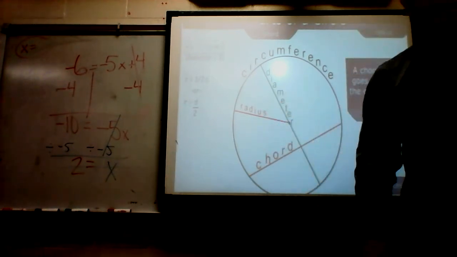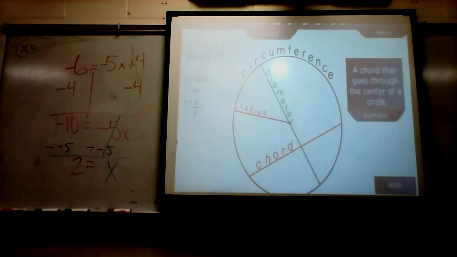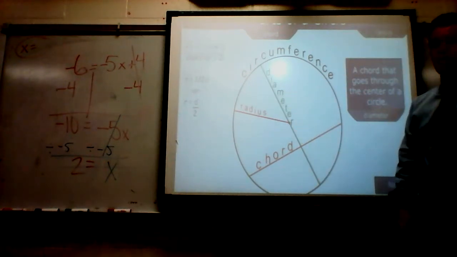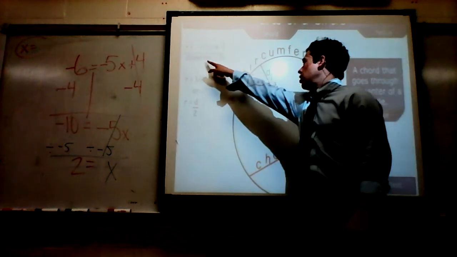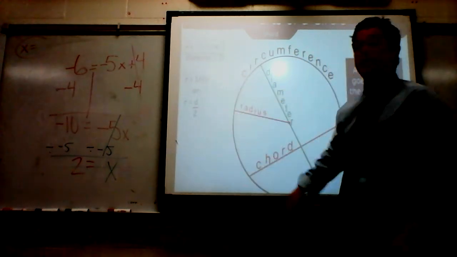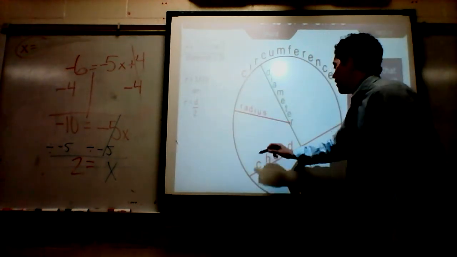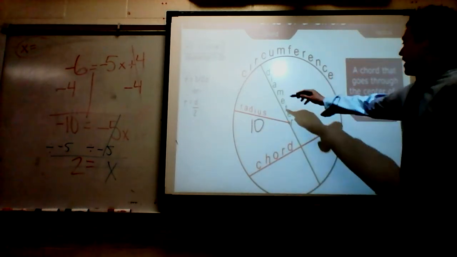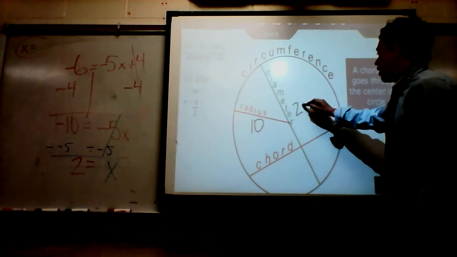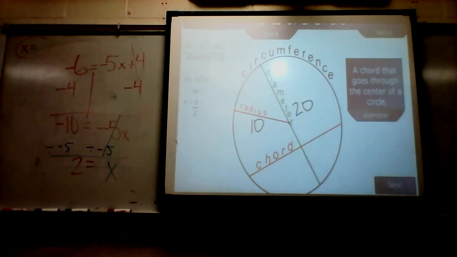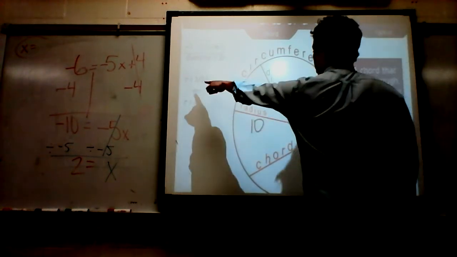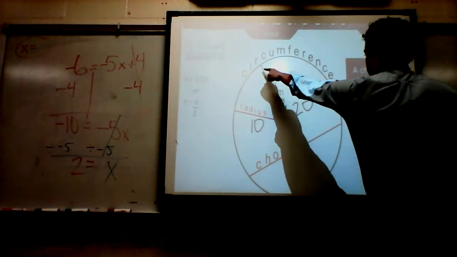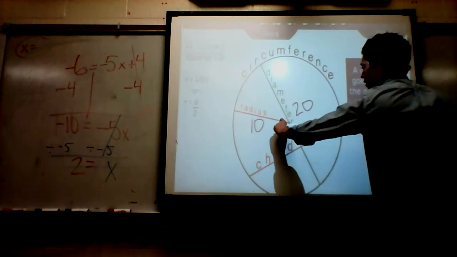A diameter is always twice as long as the radius. The diameter is the same as 2 times the radius. So if this radius measures 10, the diameter would measure 20. Also, the radius is always 1/2 the diameter. It makes sense. If the diameter is 20, the radius is 10.